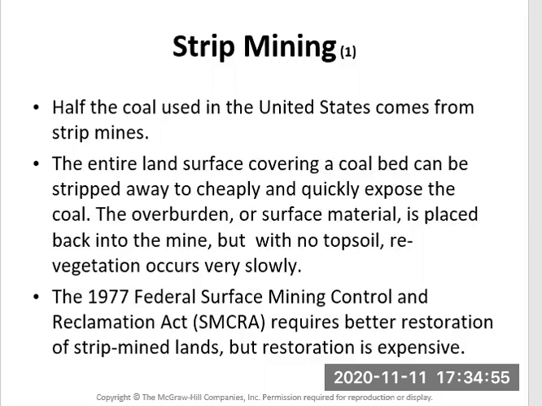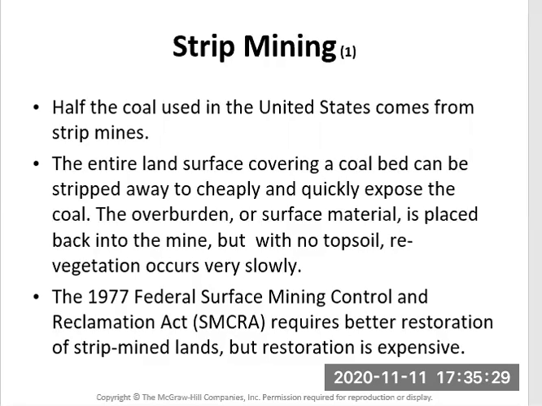One more method is strip mining. Half the coal that's used in the United States comes from strip mines. Since coal is found in expansive horizontal beds, the entire land surface can be stripped away to cheaply and quickly expose that coal. The overburden, or surface material, is placed back into the mine, but usually in long ridges called spoil banks. Spoil banks are very susceptible to erosion and chemical weathering.